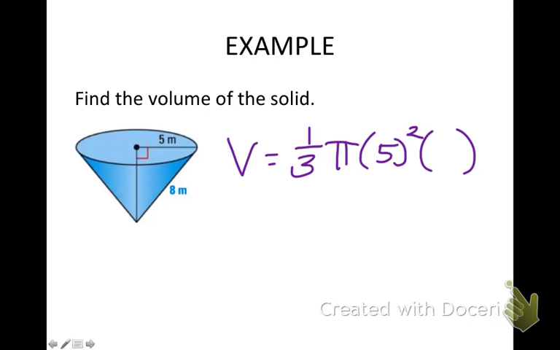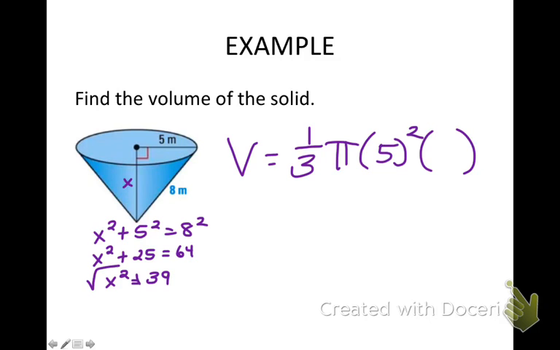We know the slant height is 8, so we need to use the Pythagorean theorem to find the height of the actual cone. x squared plus 5 squared equals 8 squared. So x squared plus 25 is equal to 64. Subtract 25 from both sides and that gets me 39.